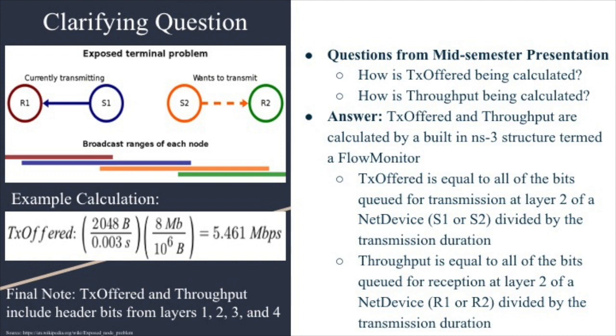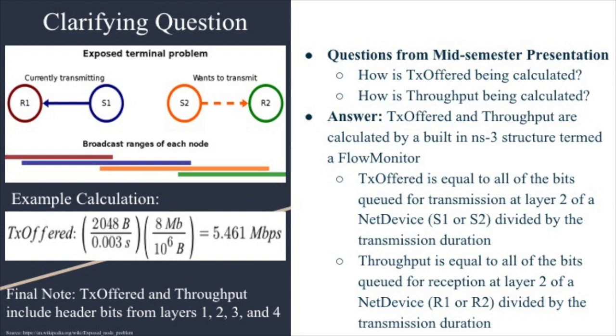And so, as I mentioned previously, this brings us to a clarifying question. And this is essentially, how is our TX offered being calculated along with the throughput? And the answer to this is in the built-in structures in NS3, which are known as flow monitors. And a flow monitor is essentially a way of tracking all of the packets transmitted from a single source to a single destination with the same protocol. So since we were generating UDP traffic with these 2048 bytes, these numbers correspond to UDP packets sent from a given sender and received at a given receiver.